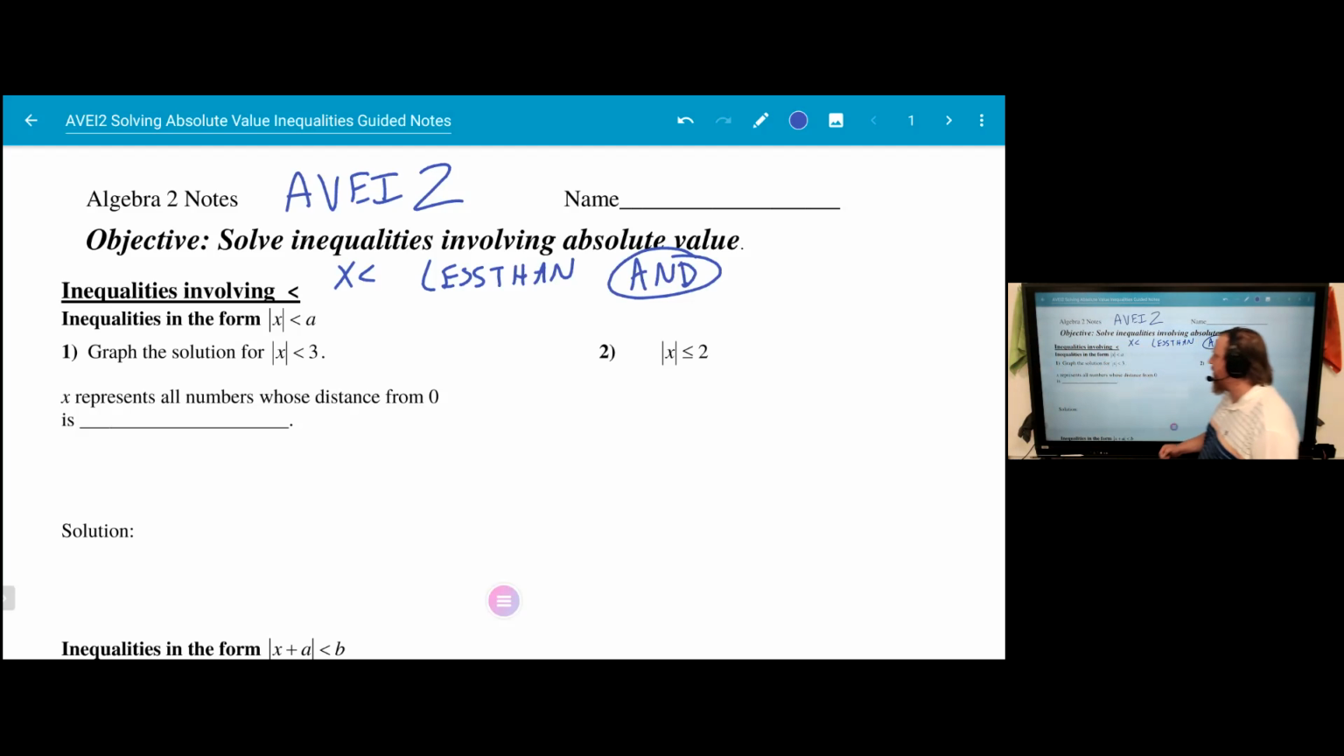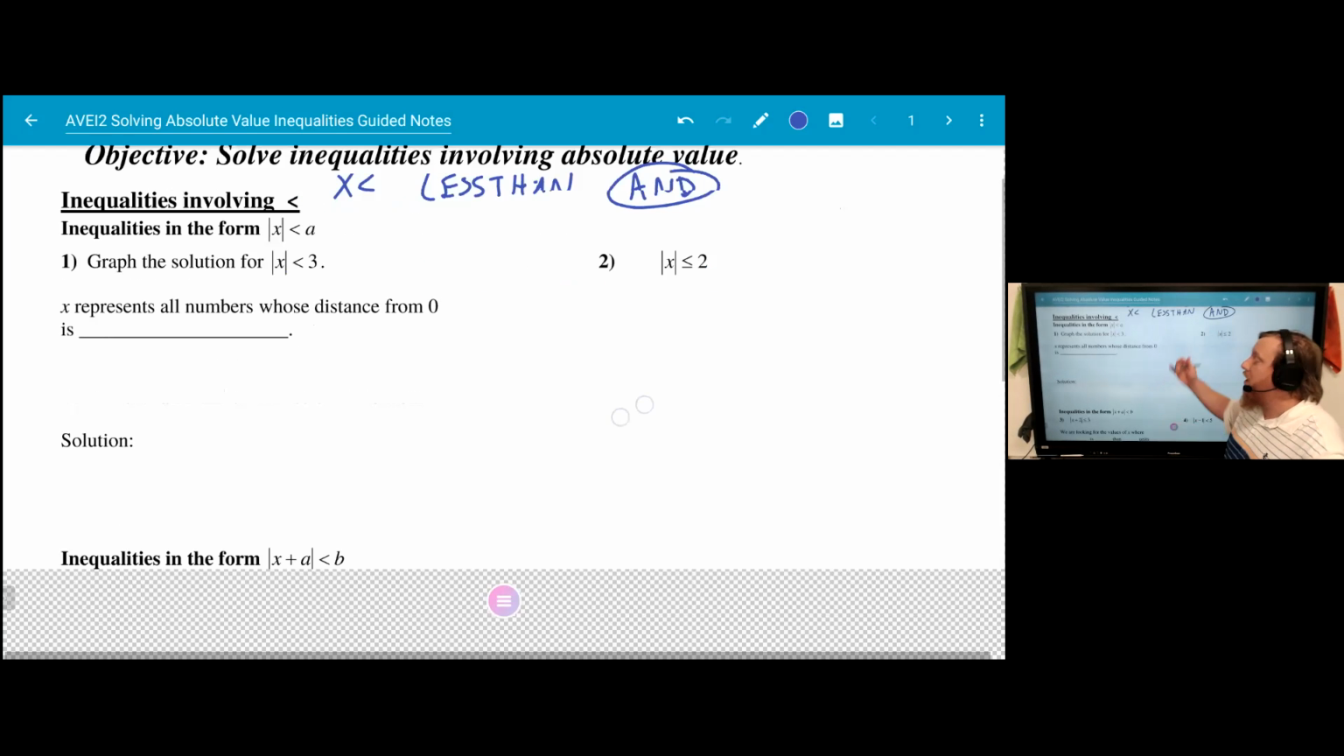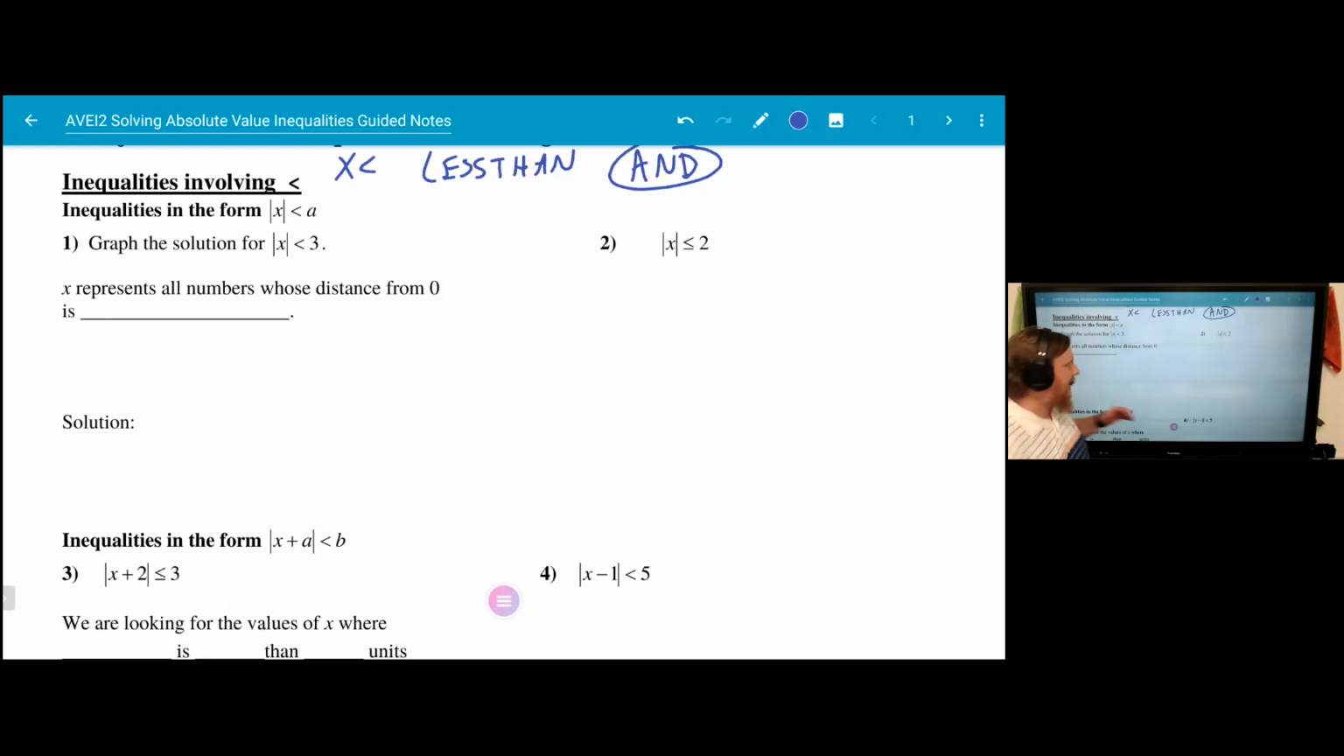Now, let's take a look at an example here. It says graph the solution for the absolute value of X is less than 3. What we're trying to do is find the values of X that represent all numbers whose distance from 0 is less than 3. That's exactly what this is trying to say. And I'm going to do this using a number line. I'm going to throw a number line down here. Okay, I got my 0, 1, 2, 3, 4. I'm going to put my -3 and 3 in here, and you'll see why in a second.